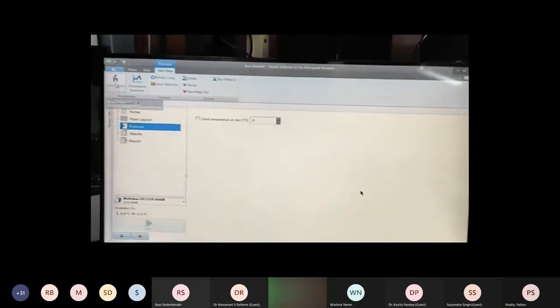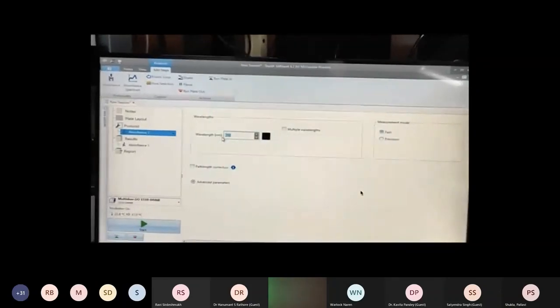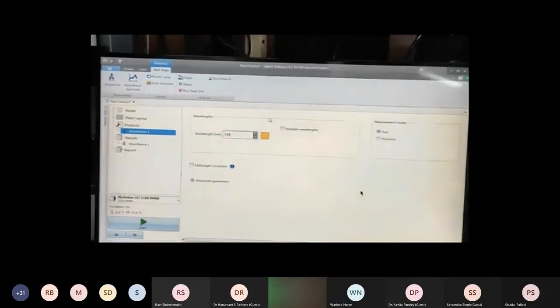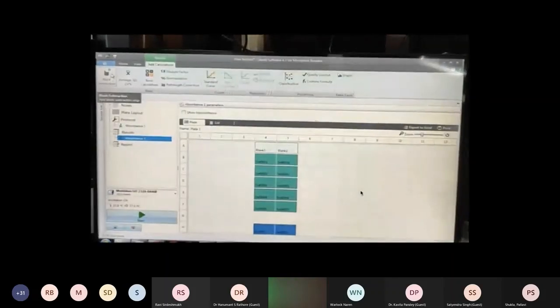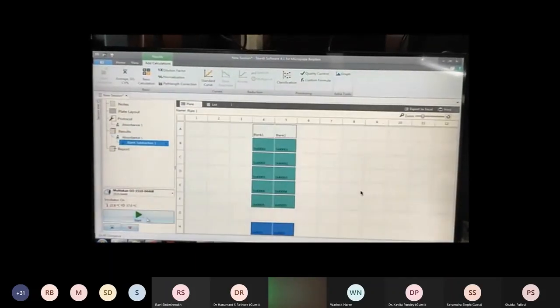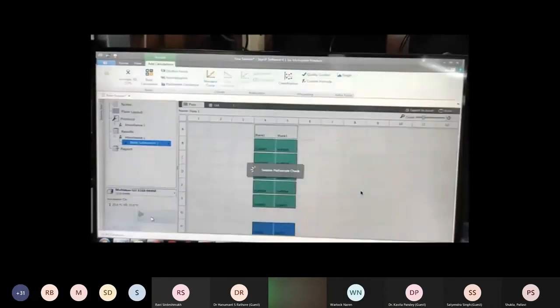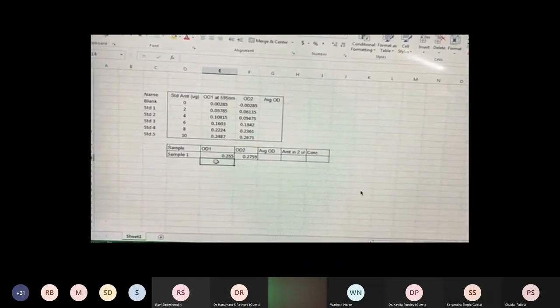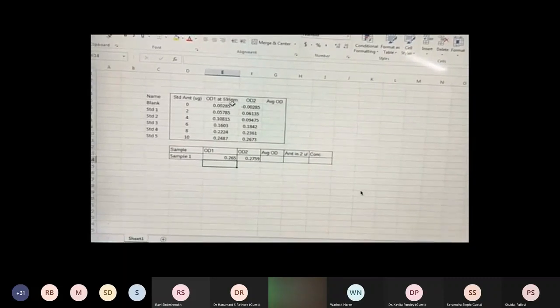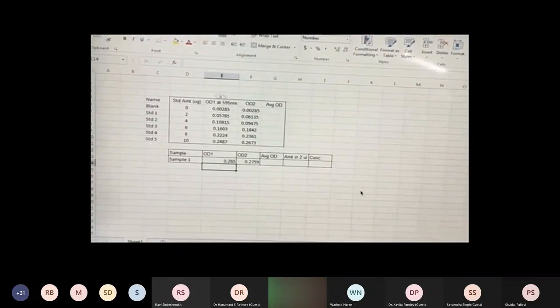The next is protocol, in which absorbance at 595 is set. Measurement mode is selected to be precision. And also blank subtraction is set. After getting the absorbance values, the values can be exported. So here we have the absorbance values for all the standards, including standard 1 to 5, as well as the unknown sample 1. So here we have absorbance 1, that is OD1 at 595, and OD2.